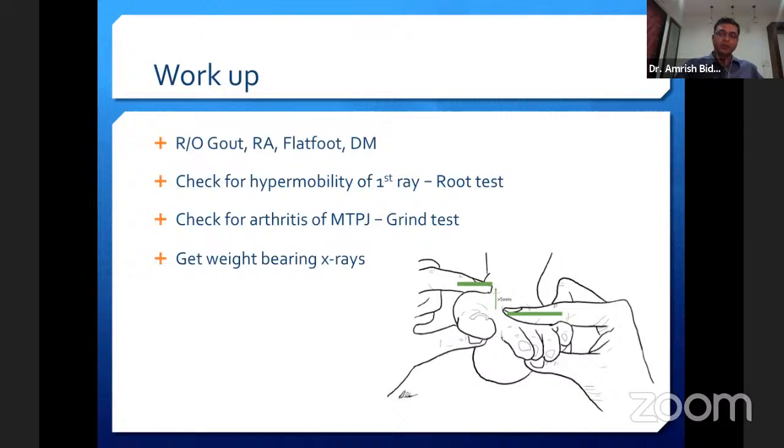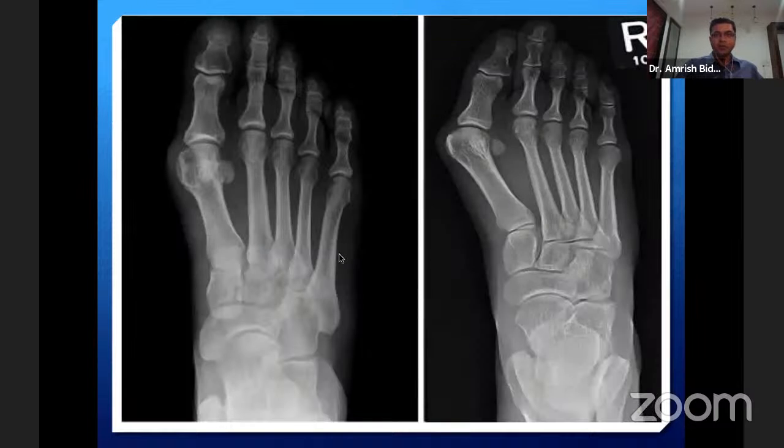And the most important thing is to get weight-bearing X-rays. Why weight-bearing X-rays? Because the picture sometimes dramatically changes when the patient stands up. An X-ray that looks pretty straight like this can look like this when the patient stands on it. People always complain about taking weight-bearing X-rays because they need some specific materials and place to do it, but you should always insist on getting weight-bearing X-rays for any problems related to the foot and ankle, because the picture can change, as you can see.